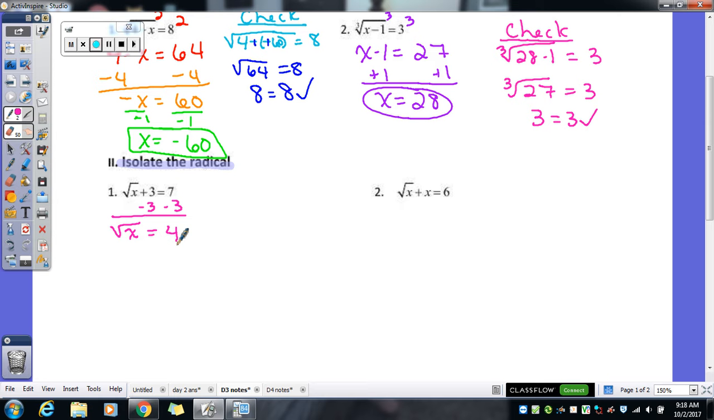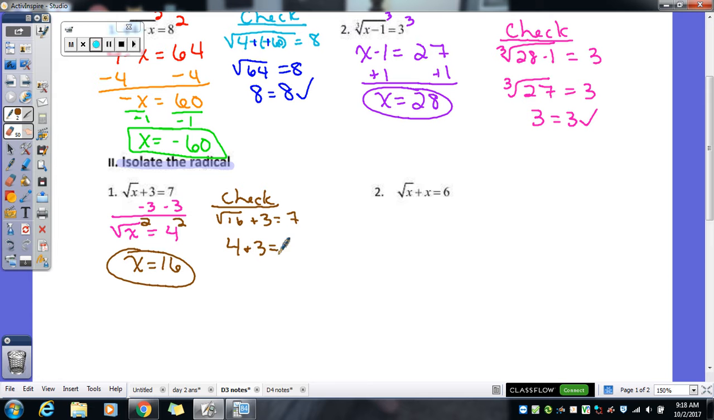And now that that radical is isolated, we can do what we did on the last ones. This is just a square root, so I'm going to square both sides. So we get x equals 16 as our answer. So let's do our check. We're going to plug our 16 in for our x. Square root of 16 is a 4. So that works out. 7 does in fact equal 7.